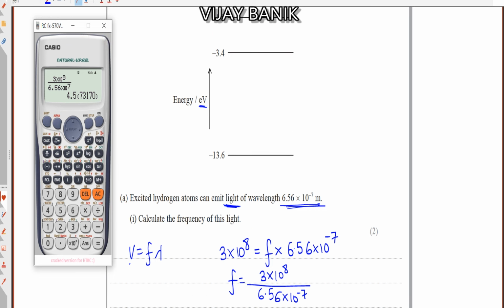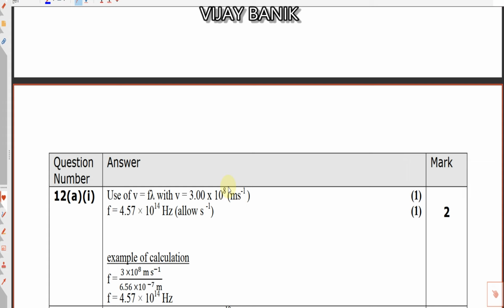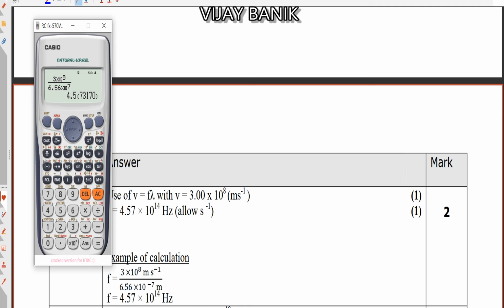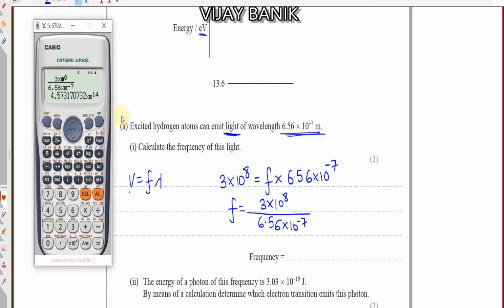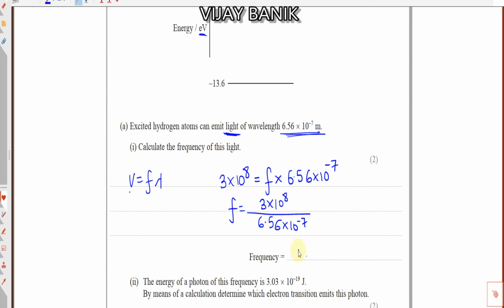It is question number 12. Okay, so let's see. It's 4.57 × 10^14. So what was the answer we got? Yeah, 4.57 × 10^14. How come I did not get that answer in the calculator? I did not give minus 7 for the power. Okay, made a mistake. Yes, 4.57 × 10^14 is the frequency. So 4.57, three significant figures, because this is also given in three significant figures.